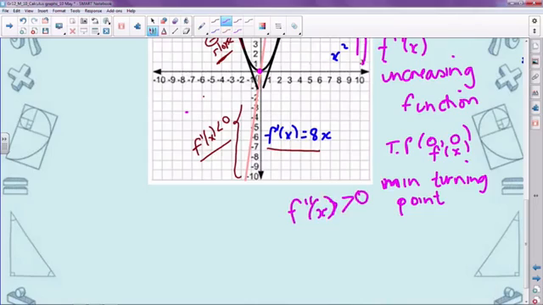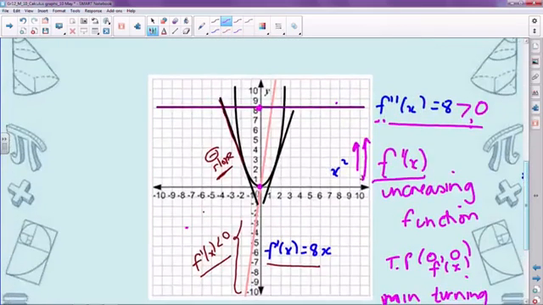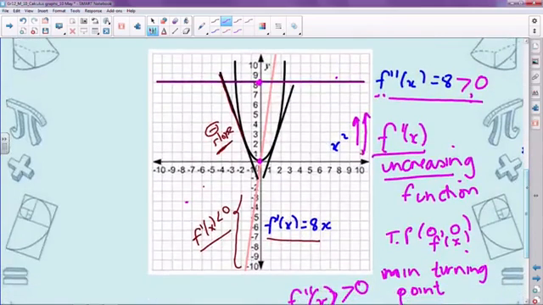So it tells you two things. It tells you that your gradient function is increasing. It also tells you that you have a minimum turning point. And remember, another way you can tell a minimum turning point is that your gradient changes from negative to positive on either side of your turning point.